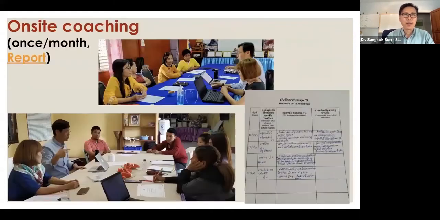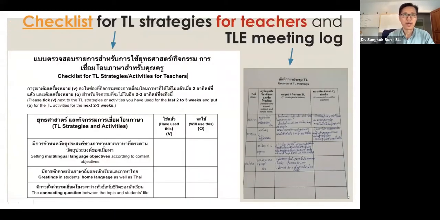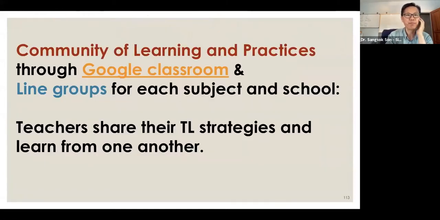Okay, and then we visit the school once every month to observe their classroom and their strategies, and then give feedback and coaching. These are different checklists, about 17 different translanguaging ideas checklists, so that they have some ideas they can borrow, and they can check whether they use this activity or not. And then the right-hand side is their meeting log, showing when they apply which one. So every month we have this meeting, and in between our visits, every second week, they meet themselves and discuss their experience and learn from each other.